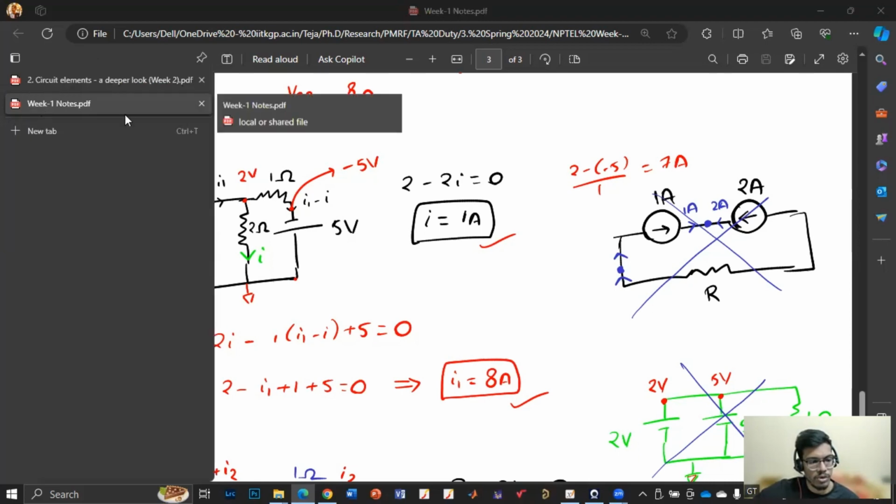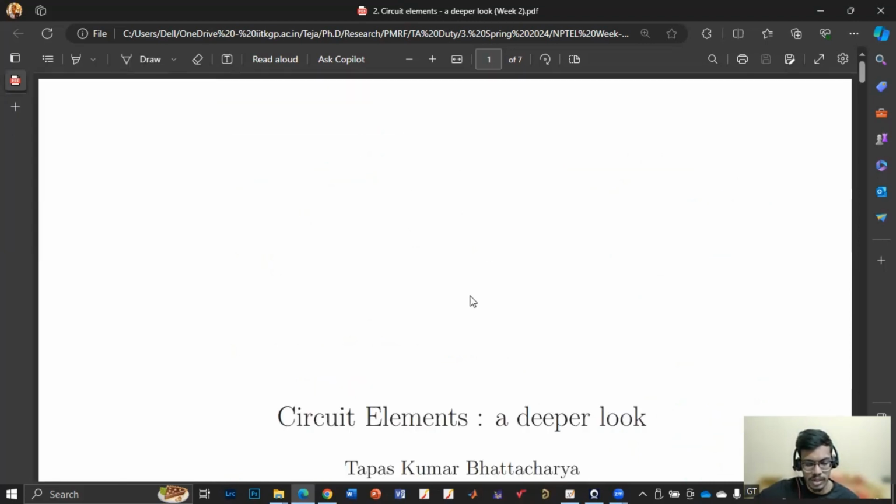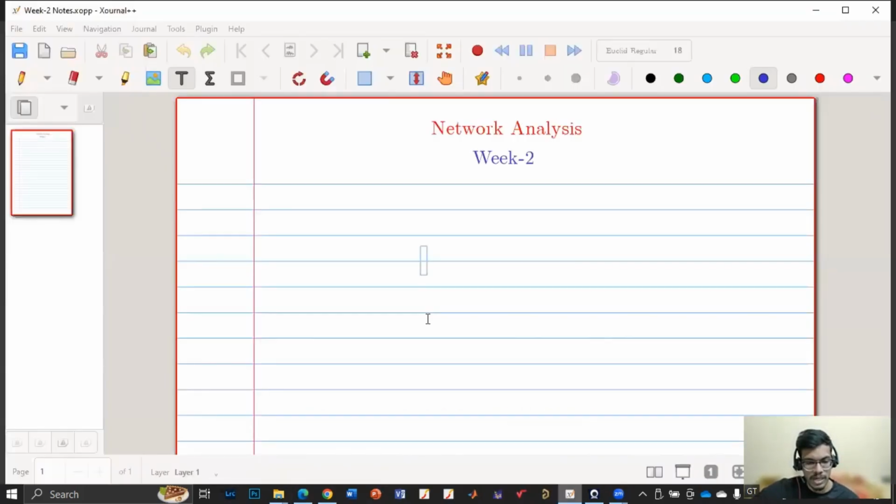Before going into week 2, I would like to again discuss mesh analysis. I wanted to quickly revise Supermesh and Supernode. I have not specifically mentioned Supernode last week, so I want to quickly cover Supermesh and Supernode. I hope you are able to see my screen.